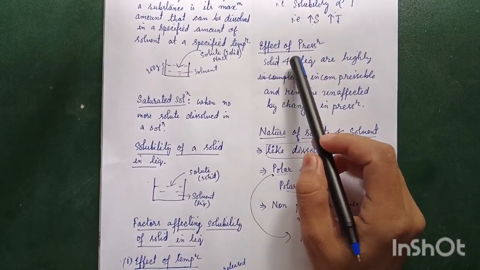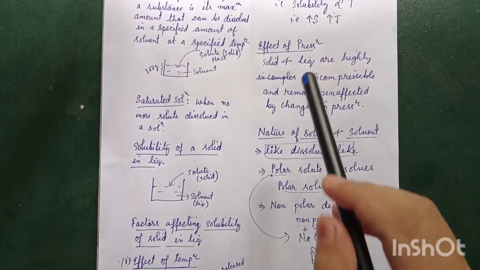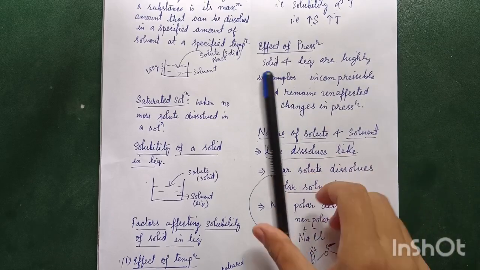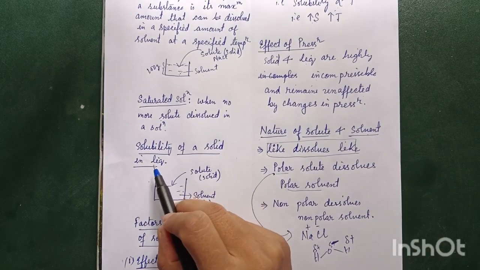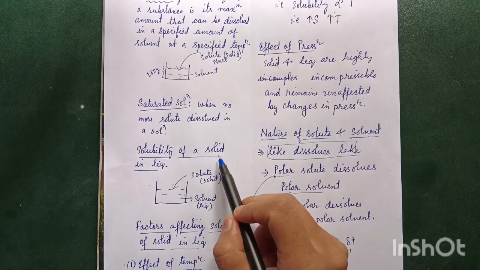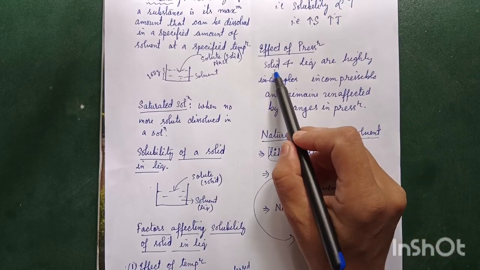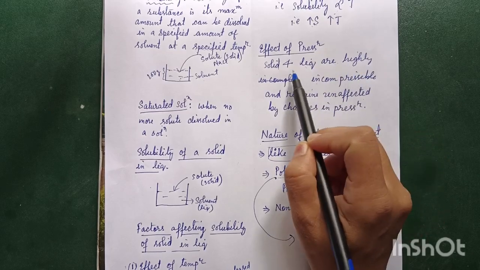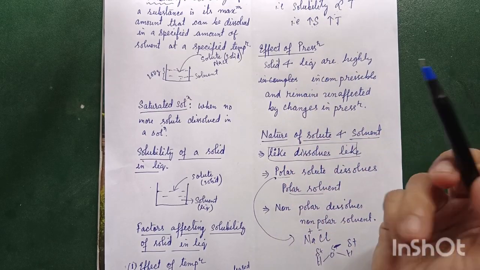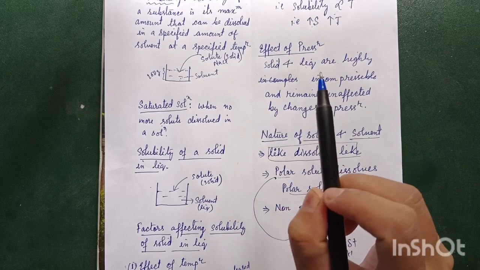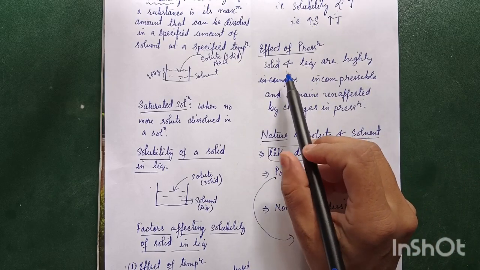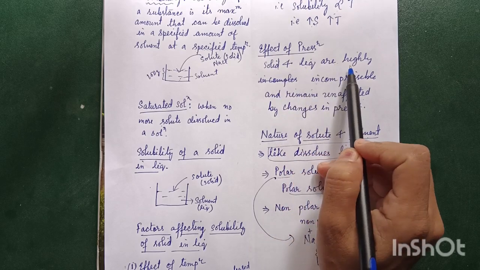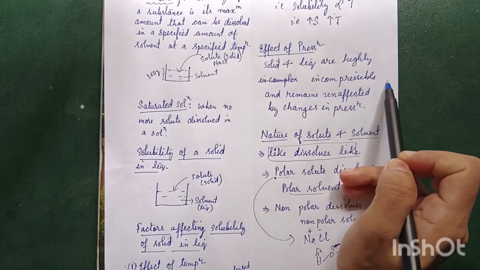Next, let us talk about the effect of pressure. Here we are going to talk about the effect of pressure on solubility of solid in liquid. You have to know this term, solid in liquid, means your solvent is liquid and your solute is solid. As we are talking about solid and liquid, as we know, solids and liquids are highly incompressible. That means pressure does not have any effect on the solubility of solid in liquid, as solids and liquids are highly incompressible.